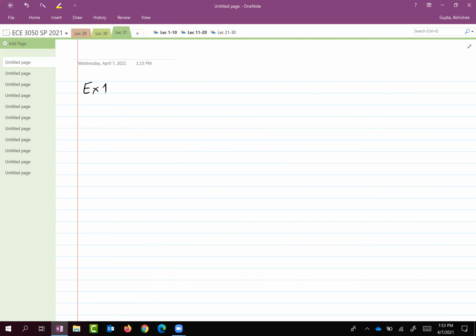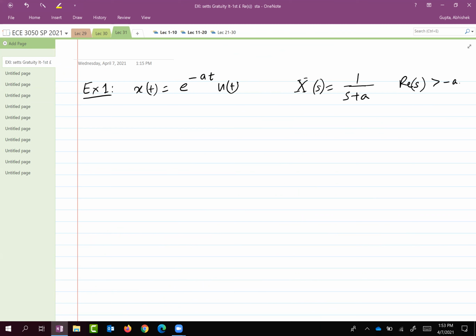So example 1 was my xt is e raised to negative at ut, and the Laplace transform was 1 over s plus a. So I'm making a small change. In the example, I had e raised to at, but right now I'm using e raised to minus at. So just replacing a with negative a. And the region of convergence was that real part of s should be greater than negative a.